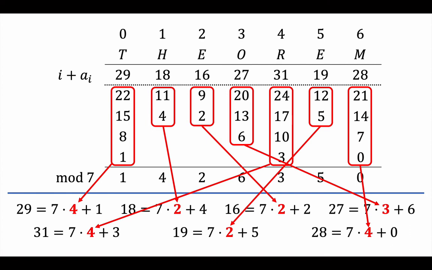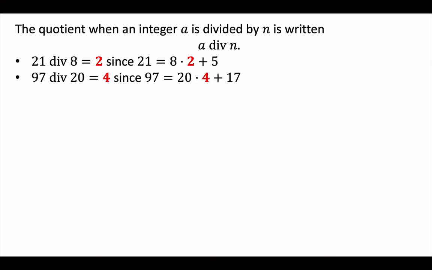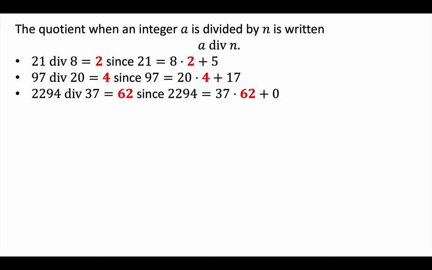In the first video, we introduced the mod function. The mod function was the remainder that we got when we divided by n. Now we're going to introduce its companion, the div function. When we divide a by n, the quotient is going to be denoted by a div n. 21 divided by 8 is 2 with some remainder, so 21 div 8 equals 2. 97 divided by 20 is 4 with some remainder, so 97 div 20 equals 4, and 2,294 div 37 will be equal to 62 because 2,294 is 37 times 62 plus 0.